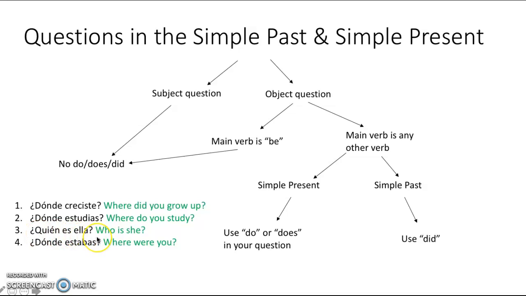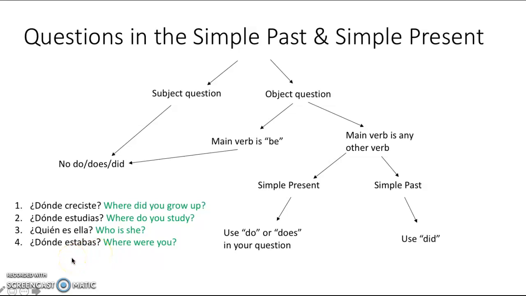Now let's look at this one. ¿Quién es ella? How could we answer it? We might imagine, "ella es mi amiga." Mi amiga is the object, so it's an object question. We've decided that. And what's the verb? Is it be? Yes, it is, because it's ser. So be, so no do, does, or did, even though it's an object question. Who is she?